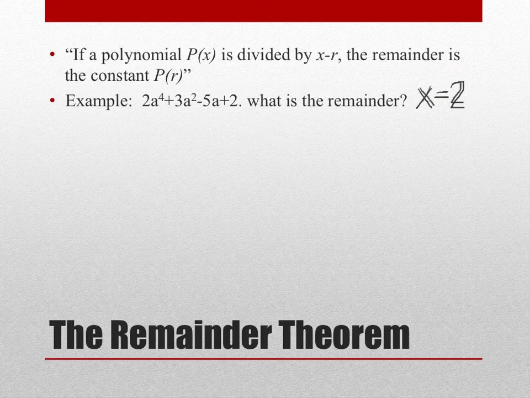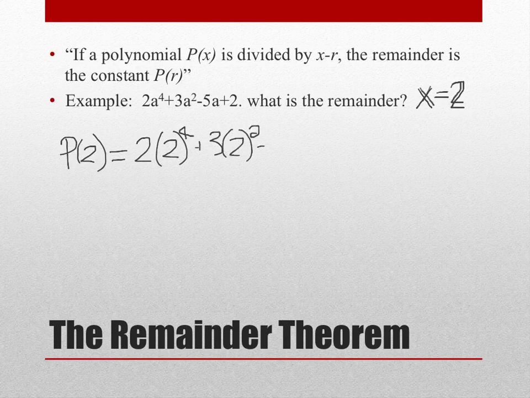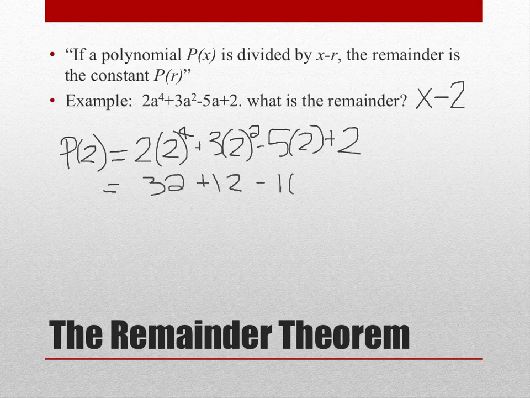So now, by plugging it into our polynomial, p of 2 would be 2 times 2 to the fourth plus 3 times 2 squared minus 5 times 2 plus 2. Simplifying, that will give us 32 plus 12 minus 10 plus 2, which then should give us 36. So the remainder would be 36.